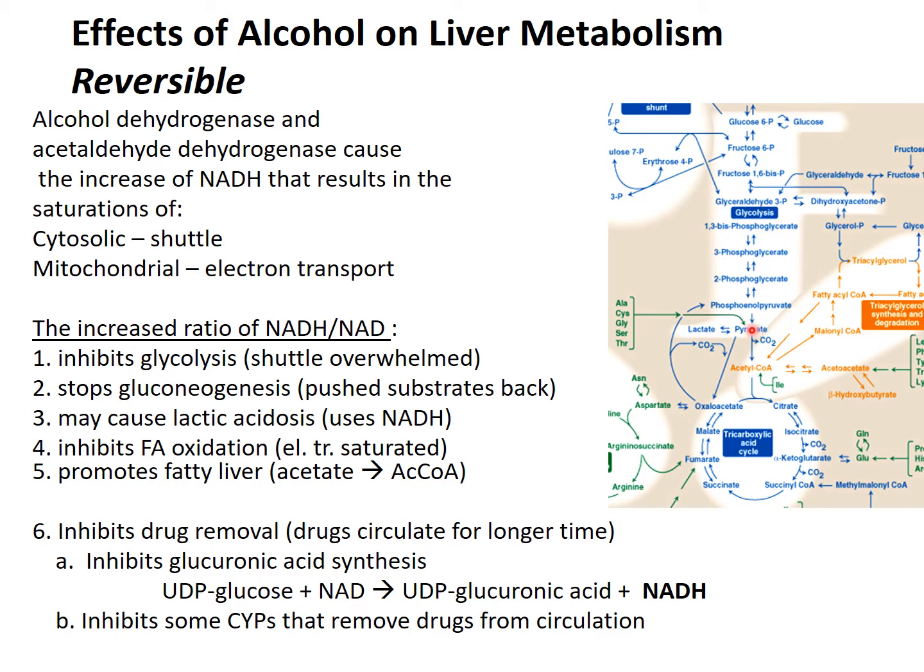And if pyruvate, which is coming in gluconeogenesis from different amino acids, is pushed to lactate, and oxaloacetate, which needs to start gluconeogenesis, is pushed back to malate because we have too much NADH, gluconeogenesis will not go. So again, it may cause lactic acidosis, but it will also cause hypoglycemia.